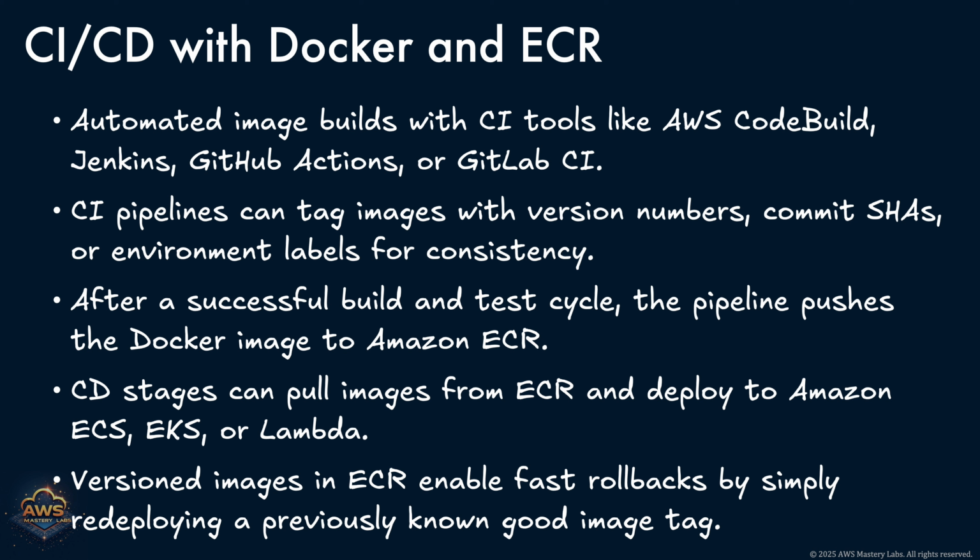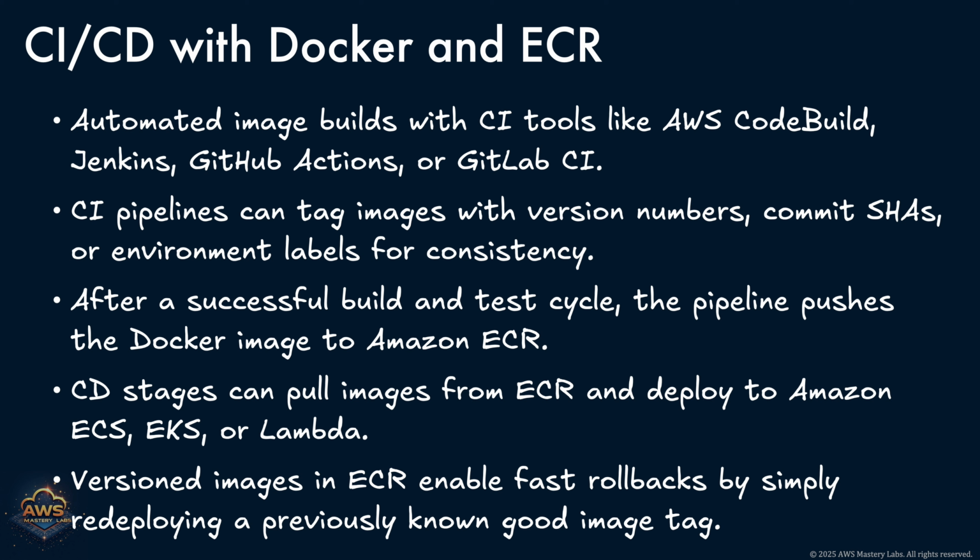These tools automatically build a Docker image from the updated codebase, encapsulating all dependencies and environment configurations. Once built, the image is tagged intelligently, using semantic versions, git commit SHAs, or labels like dev, staging, or prod. These tags serve as immutable references that help you promote images consistently across environments without rebuilding.